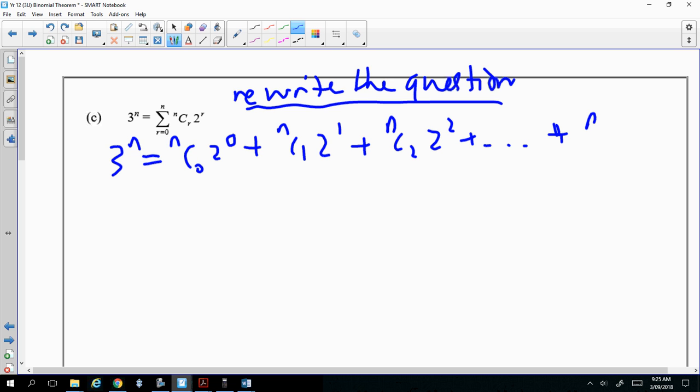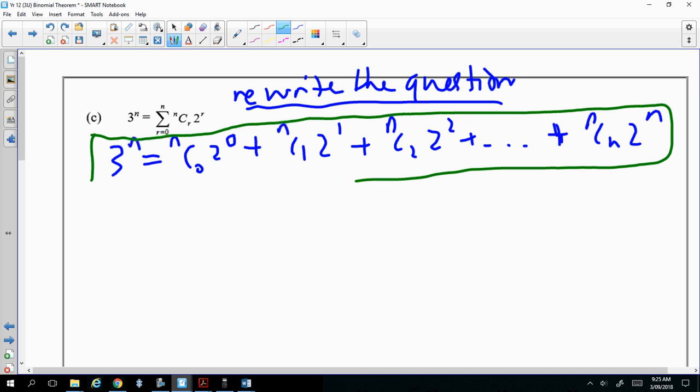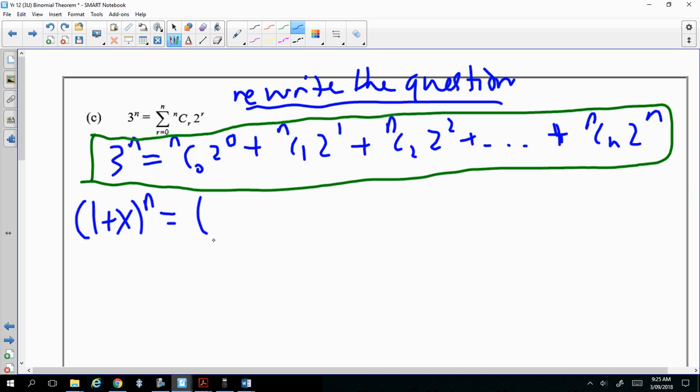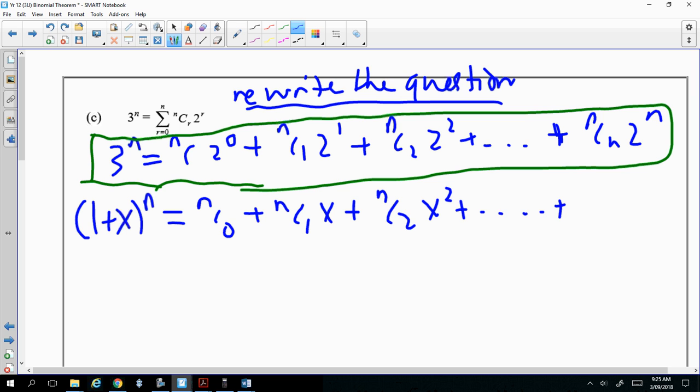Now, how do I prove this? Again, you start with the expansion. Your first step is to start with this expansion, (1 + x) power n equals... Now, because they use nC0, you should also use the same notation as them. So you should write nC0 plus nC1 x plus nC2 x squared plus dot dot dot nCn x power n. So you have to match your notation with their notation. And the exam question can use either notation. Make sure you use the correct notation.